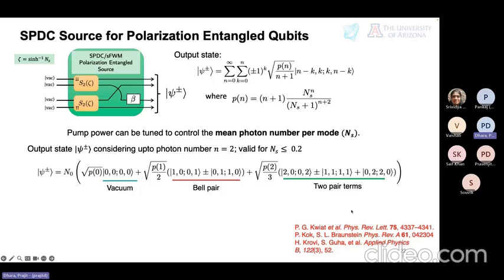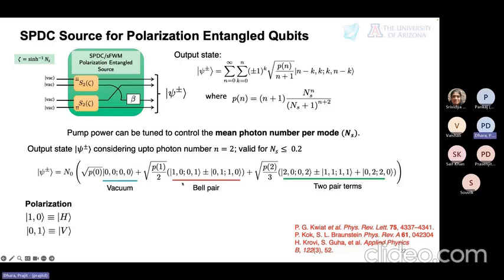Specifically, this model was inspired by the source built by Paul Kwiat et al. in this very famous paper from 1993, I think. And then Kwiat and Bouwmeester did experiments on teleportation with a similar source that matched very well with this model of the source.